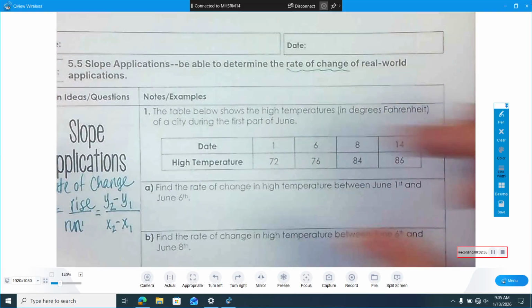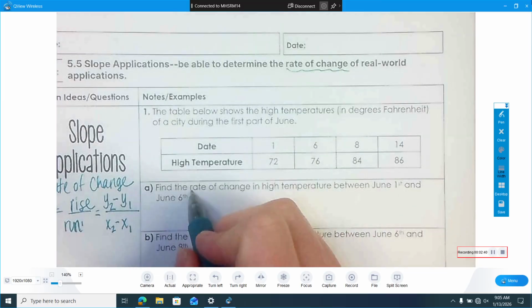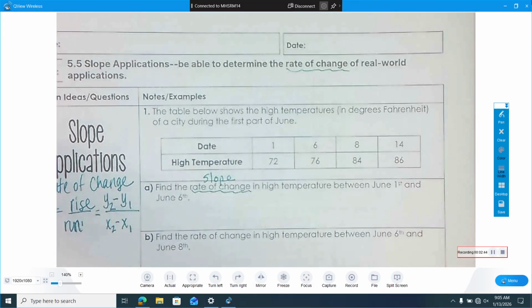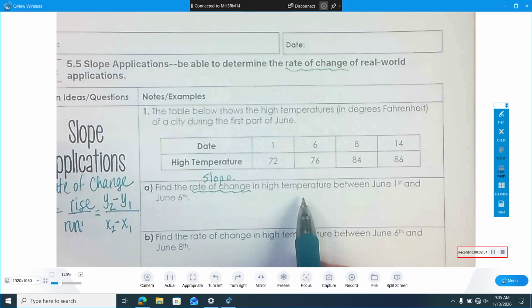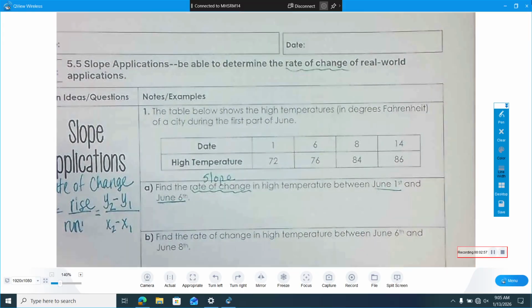So they've given us this table. We want to find the rate of change, and again, rate of change is just fancy for slope. So we really just want to find the slope, the rate of change of the high temperatures between June 1st and June 6th. So I'm looking at these couple of dates.